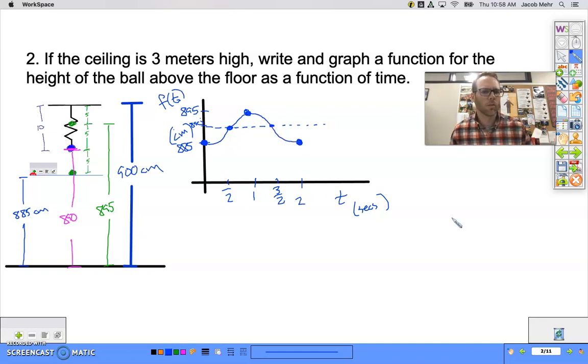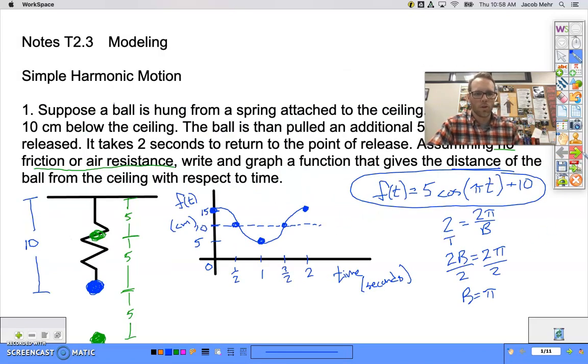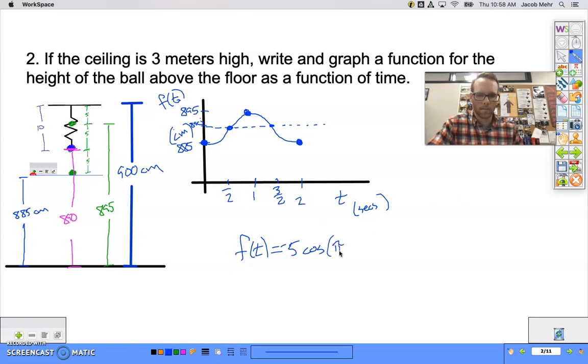So the question is, how are we going to write the function for this one? What's our amplitude? Our amplitude is still 5, isn't it? Are we still using cosine? Well, I hope when you look at this, you just recognize that this is our cosine function that's been reflected, so it's upside down. So let's make that a negative and still use cosine. So -5 cosine. Our period is exactly what it was before, which is 2, so our b is pi. And now we have to slide up to our midline, which is now 890.